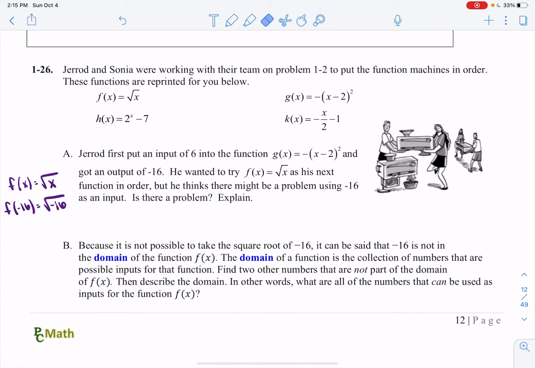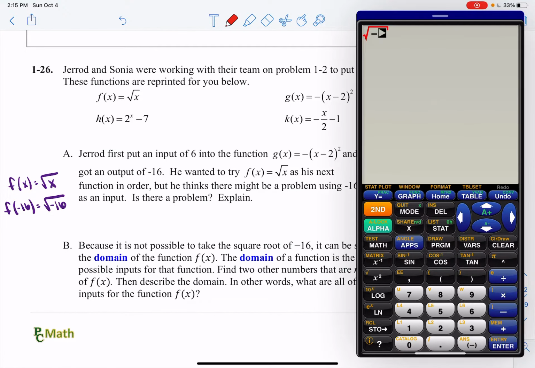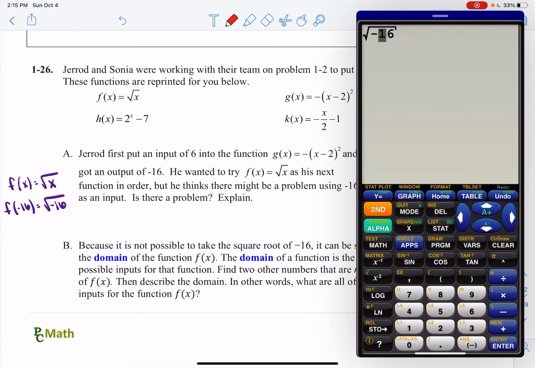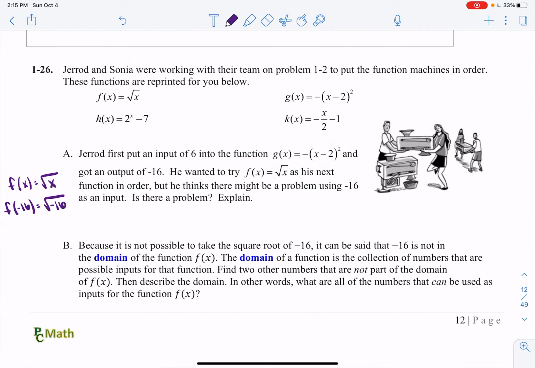I don't know what the square root of negative 16 is, so I'm going to try my calculator. Oh, interesting. So now that's an error. So what we're talking about here now is that we actually cannot take the square root of a negative number. So to answer the question here, is there a problem, and explain? Well, yes, there is a problem actually, because negative 16 has no real number square roots.